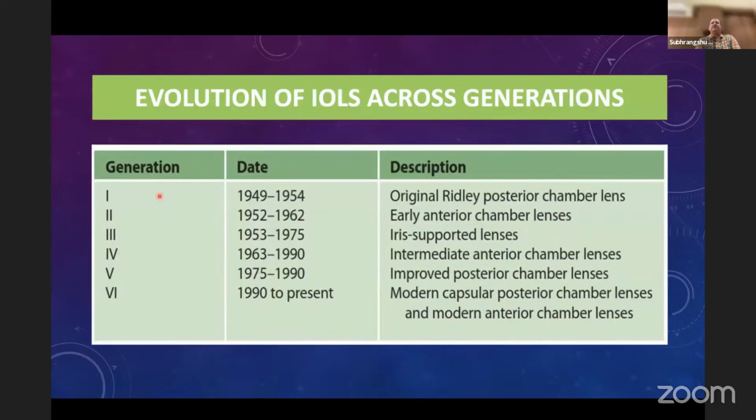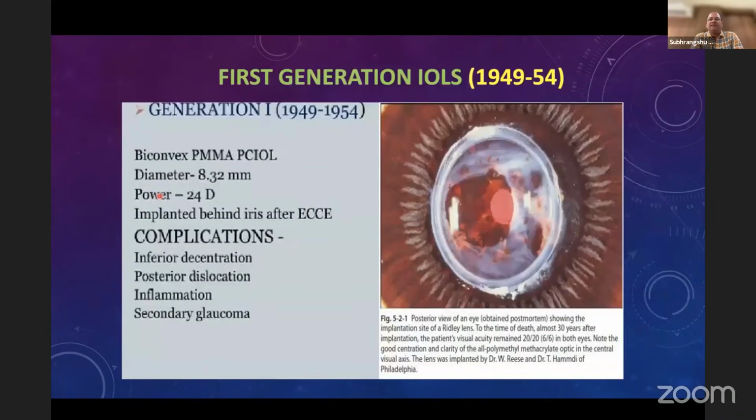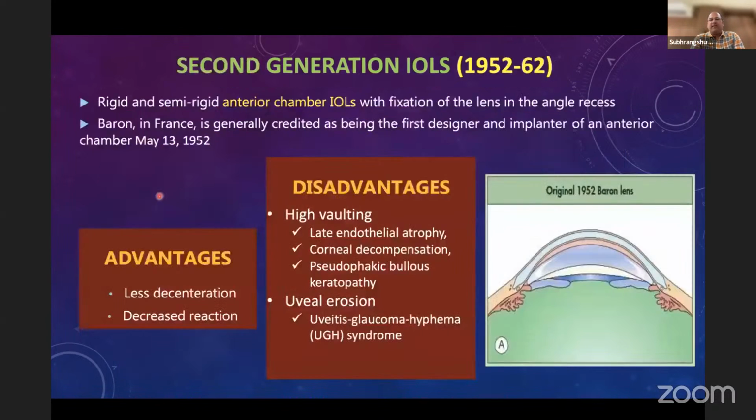Now coming to the IOLs across generations. Evolution of IOLs has occurred across generations, and we have now 7 to 8 generations of IOLs. The first generation IOLs were the biconvex PMMA posterior chamber IOL. The second generation IOLs, now see, from posterior chamber, the subsequent 2-3 generations concentrated on placing the IOLs in the anterior chamber. So the second generation IOLs from 1952 to 62 were actually rigid and semi-rigid anterior chamber IOLs.